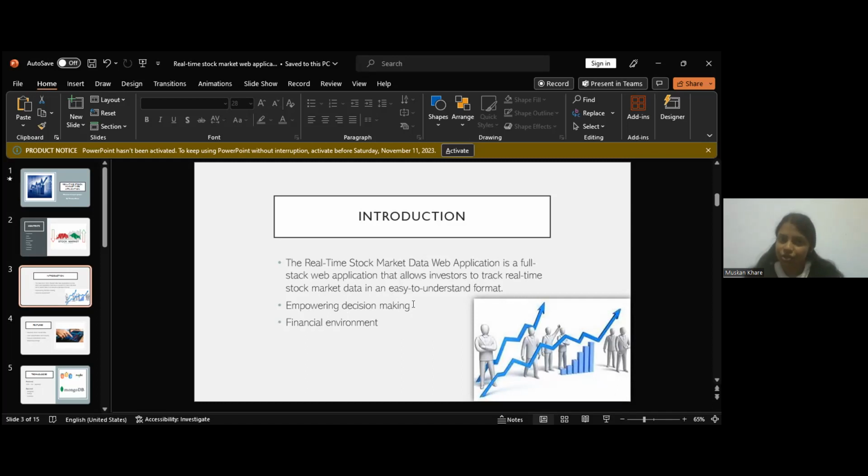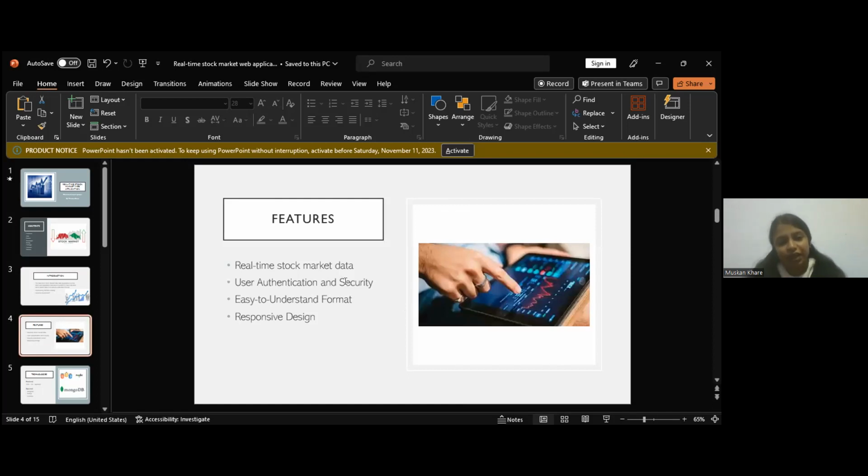Then financial environment. This gives all kinds of news regarding the stock market, their stock, and their investment. So this provides them a very good financial environment where they can invest. Then features. The features of this application: first of all, it provides real-time stock market data. Users can see profit and loss in real time.